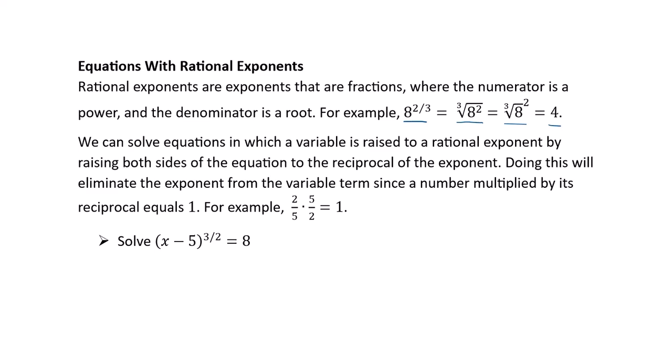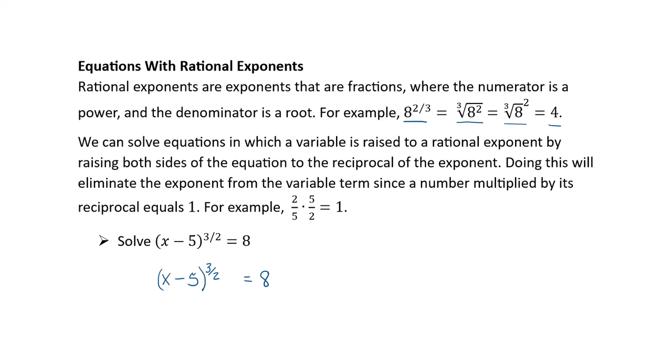We can solve equations in which a variable is raised to a rational exponent by raising both sides of the equation to the reciprocal of that exponent. Doing this will eliminate the exponent from the variable term, since a number multiplied by its reciprocal equals 1. For example, 2/5 times 5/2 equals 1. Let's solve this equation. x minus 5 to the 3/2 equals 8. So I'm going to rewrite x minus 5 to the 3/2, leave a little space, equals 8.